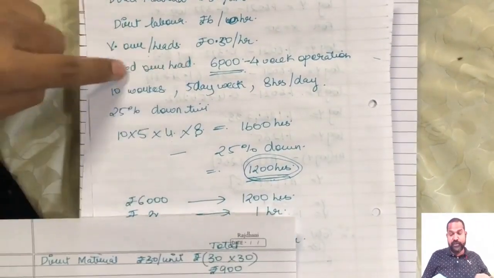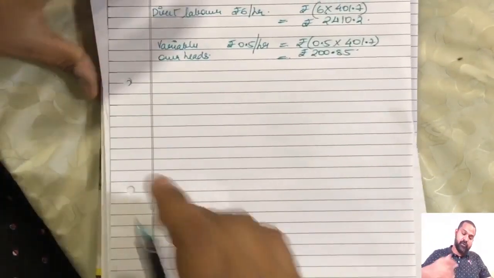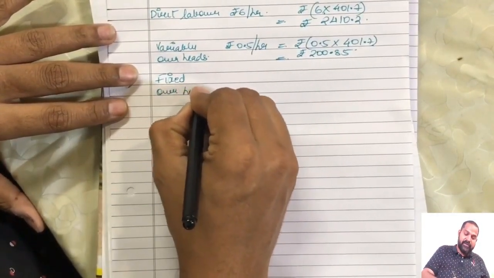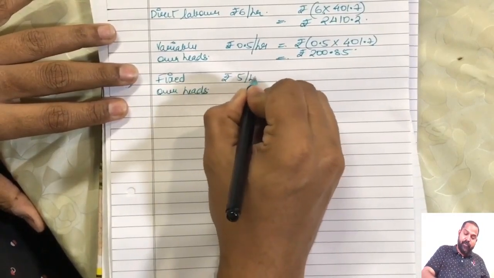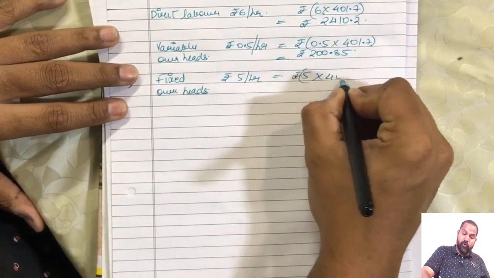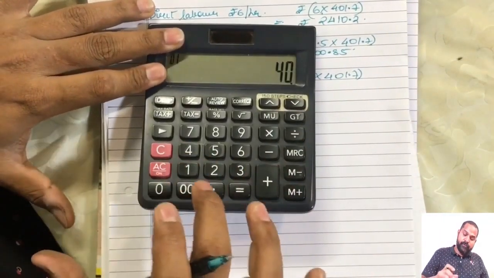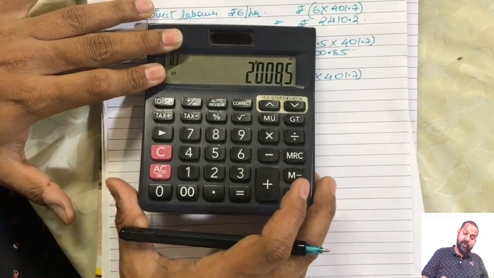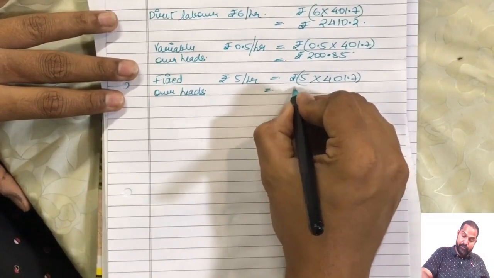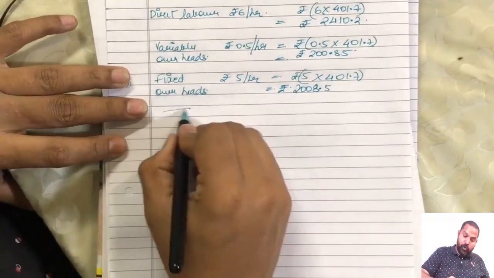Next, last, which is the fixed overhead. We realize that fixed overhead comes out to be 5 rupees per hour. So fixed overheads is rupees 5 per hour, which is rupees 5 into 401.7, which becomes 401.7 into 5 is 2008.5. So it is 2008 rupees.